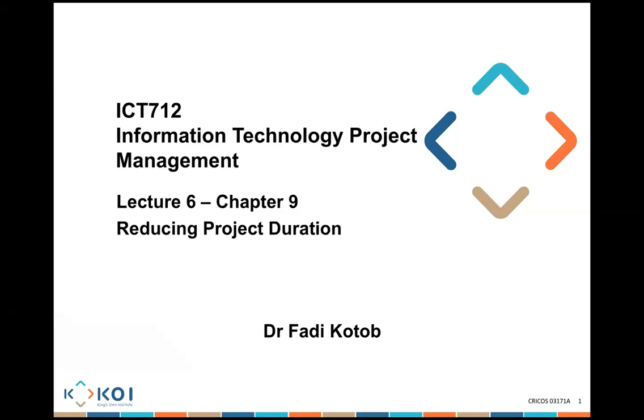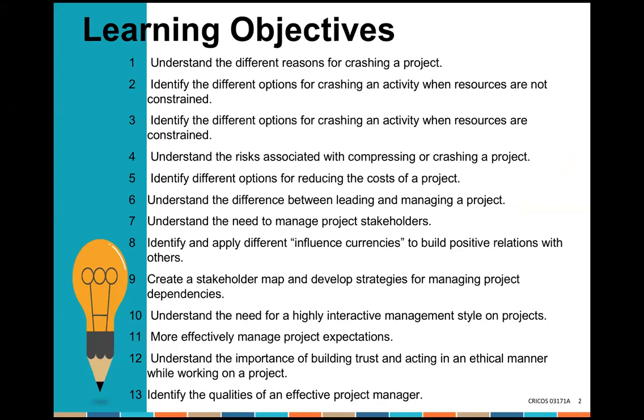Now, we are going to talk not simply about that chapter, reducing project duration, but also about stakeholders and managing the project and so on. So I've put all the learning objectives together. It's about understanding the reasons why we need to crash a project. It's about being able to identify the different options for crashing an activity when resources are not constrained. It's about understanding the different options for crashing an activity when resources are actually constrained. So sometimes they're constrained, sometimes they're not constrained. It's about understanding the risks associated with compressing or crashing a project.